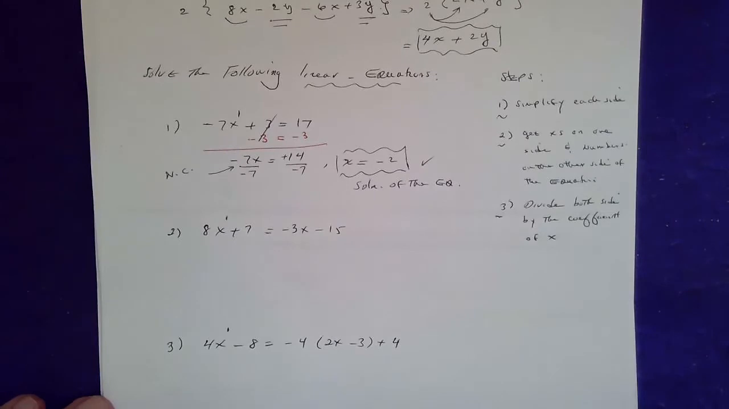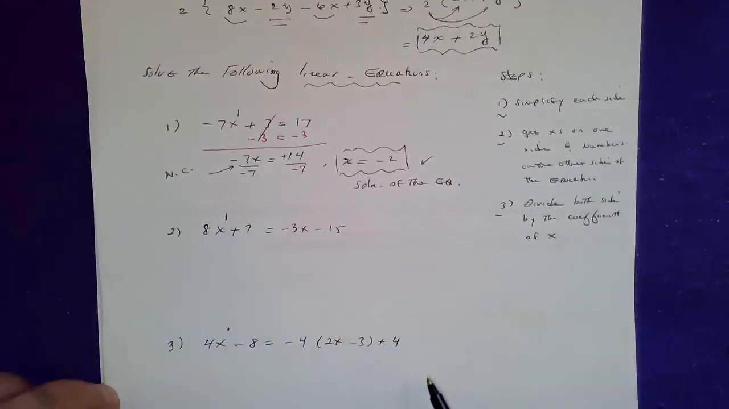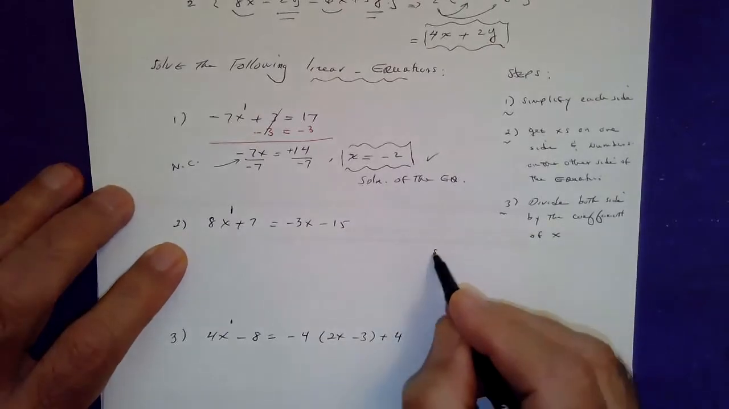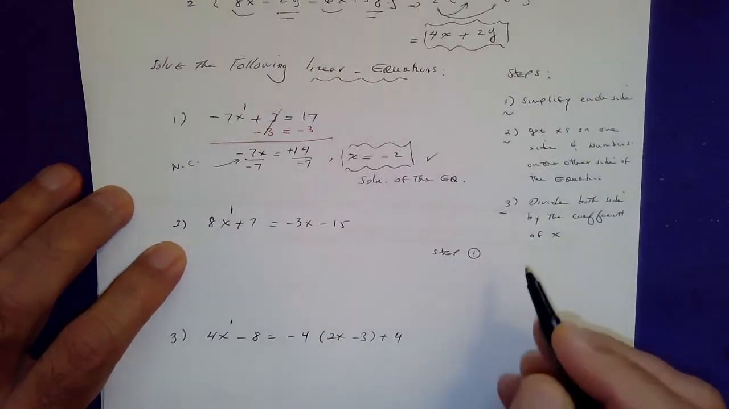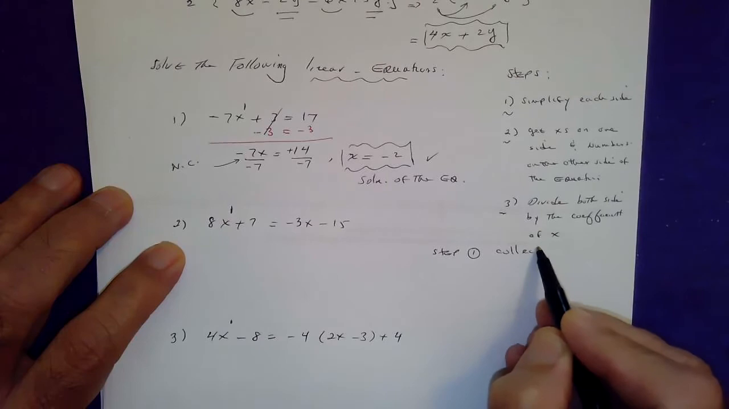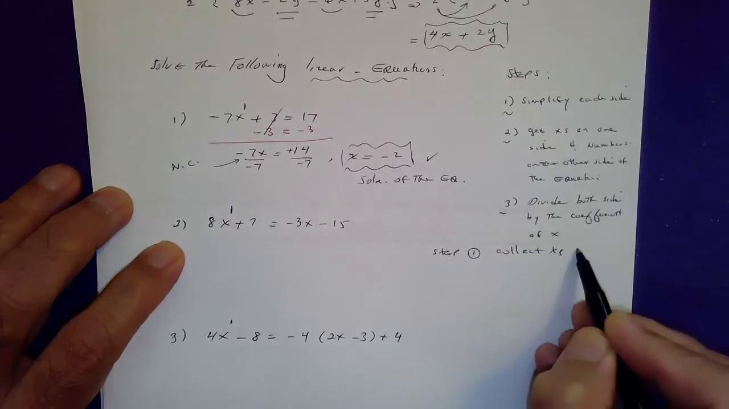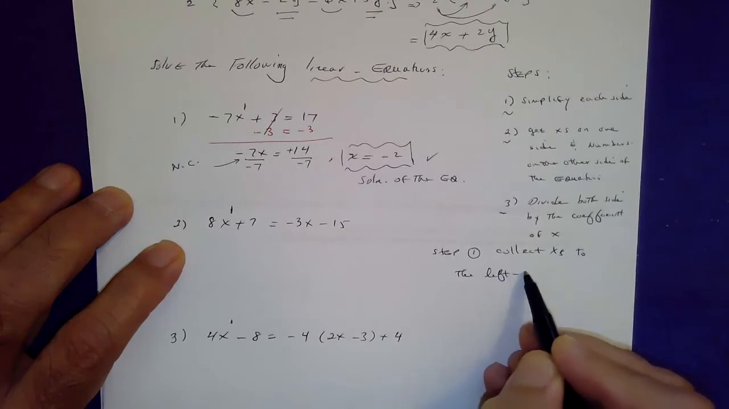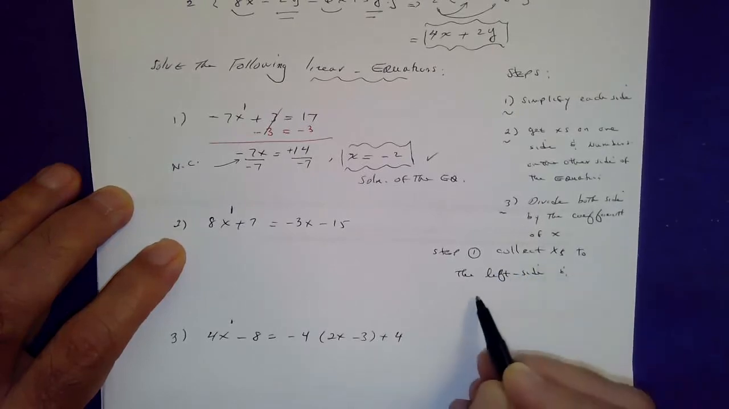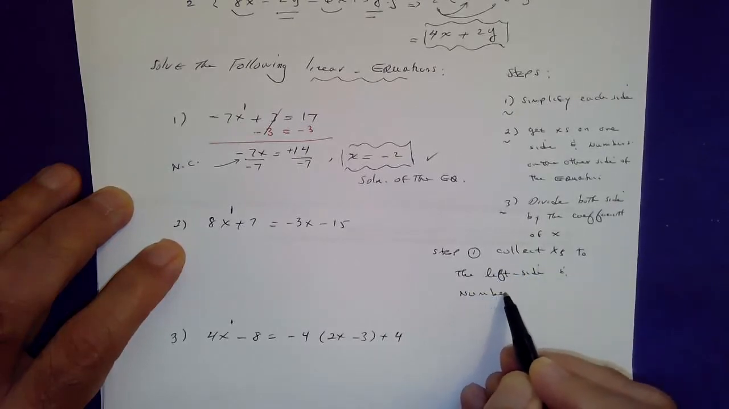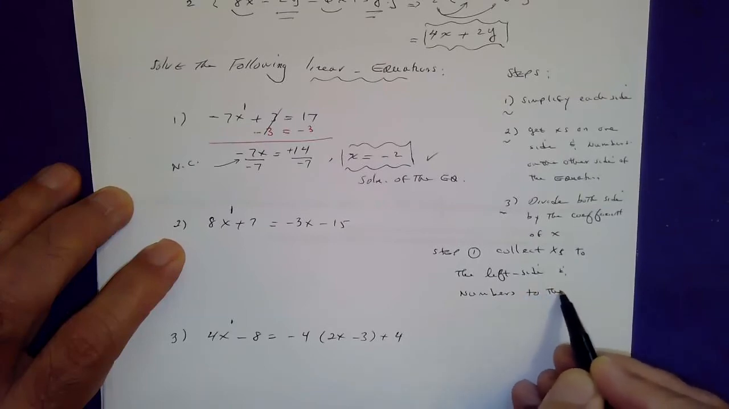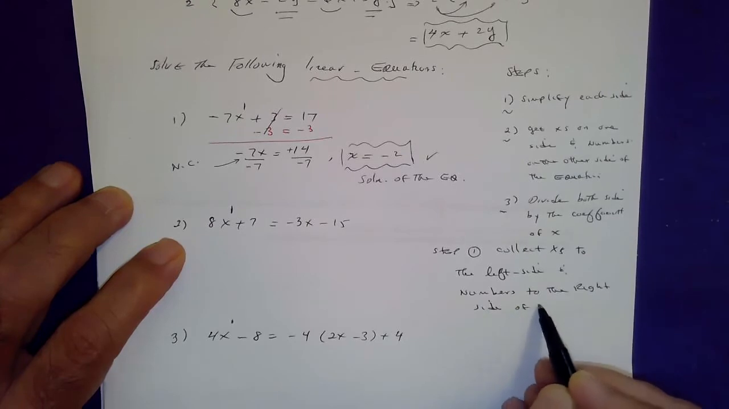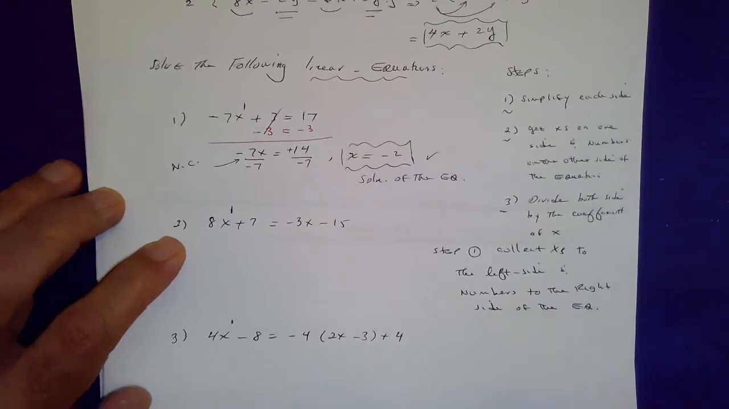All right, what about this guy? Well, this guy, you got x's on both sides. So the idea is step 1 is what? Collect x's to the left side, and numbers or constants to the right side of the equation, correct?